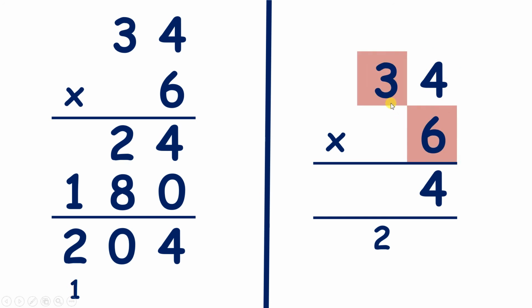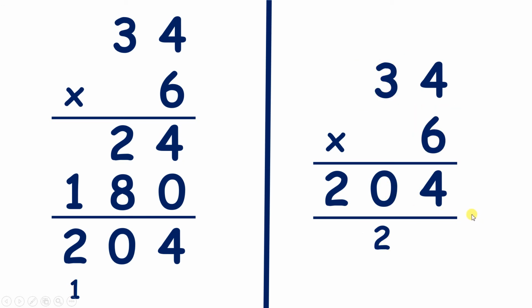Now we move on to 3 times 6, which is 18. So 3 tens times 6 gives us 18 tens, but we need to add the 2 tens we made from multiplying our units. So we have 3 times 6, which is 18, plus 2 is 20, and we don't have any hundreds to multiply by, so we can write 2 in our hundreds column and 0 in our tens column to give us our answer, 204.